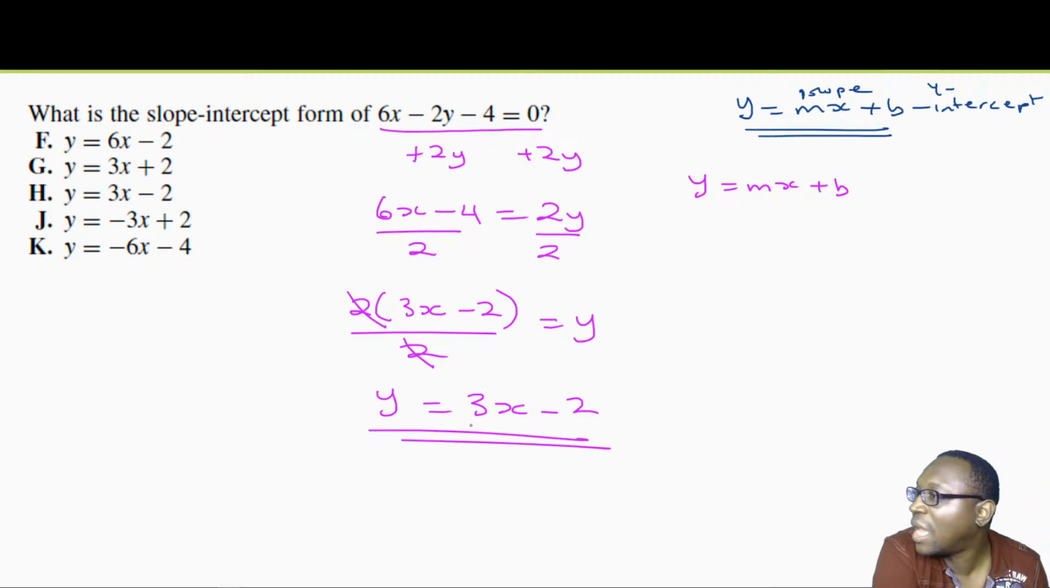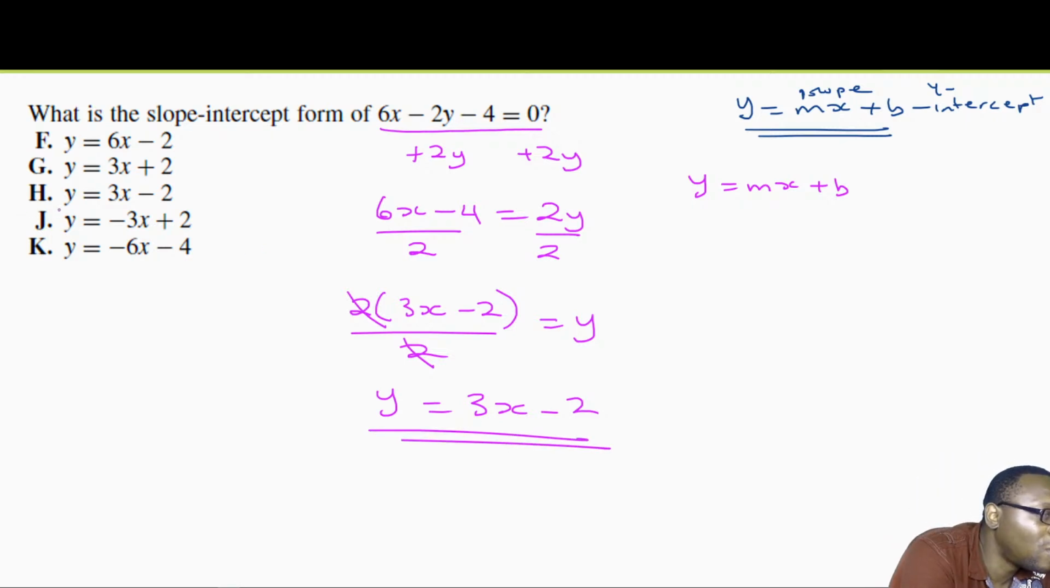Y equal to 3x minus 2, and that's going to give you h. There's another way you could have done that. I just think it will take longer.